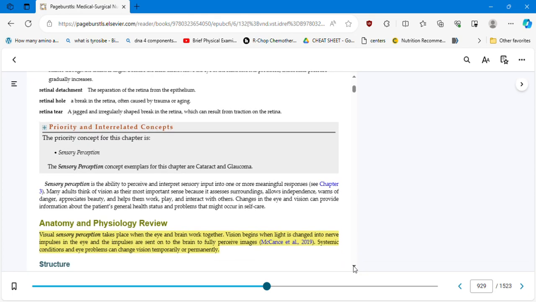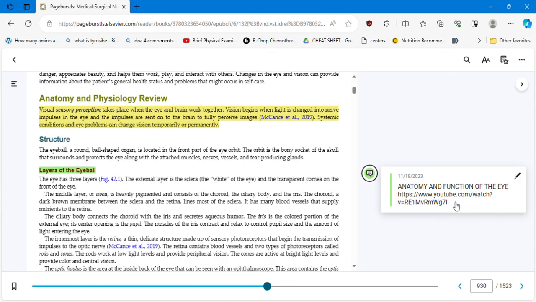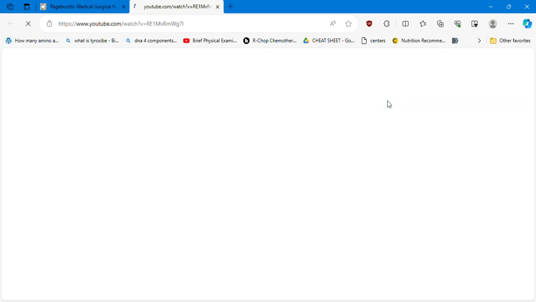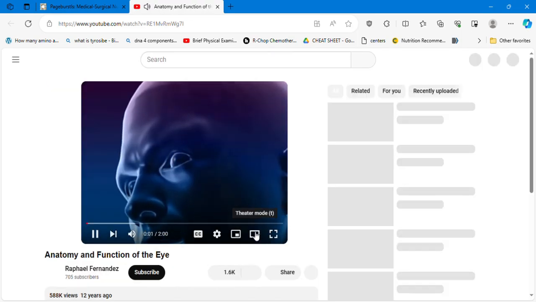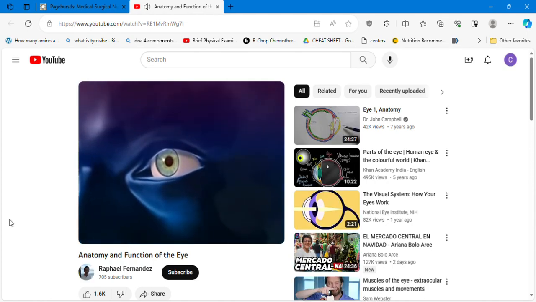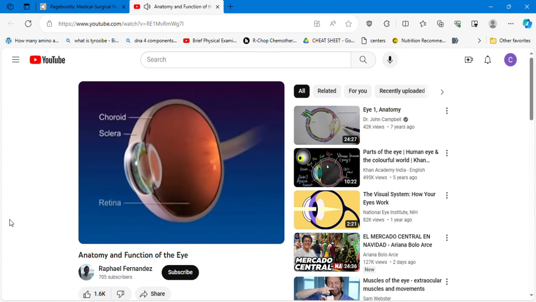So the priority concept for this chapter is sensory perception. The anatomy and physiology of the eye is something that we are going to check in this video for better understanding. I always think that the video speaks 1,000 words. The location of the eyes enables us to see length, width, depth, and distance of an object. The eye has three layers: the sclera, choroid, and retina.